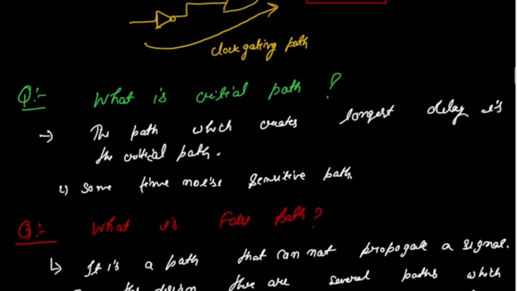What is a critical path? The path which creates the longest delay is called the critical path. Sometimes a non-sensitive path is also called a critical path. So this is the basic definition of a critical path.